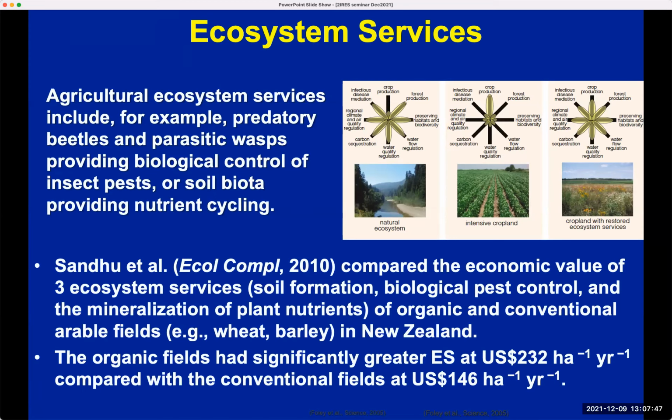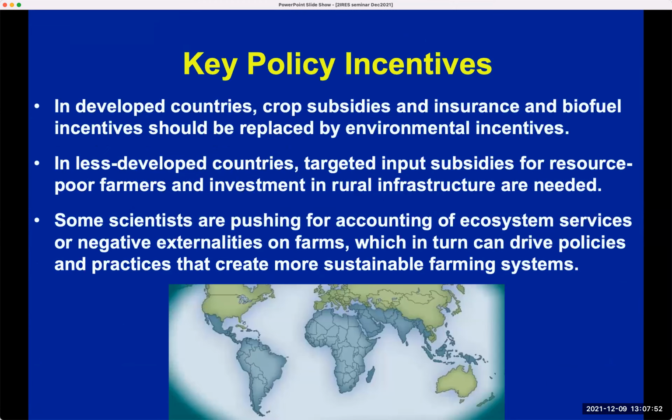And even if it's a subsidy, that would be fine in the sense that you're being rewarded for doing something good, because food and the planet are pretty important. So to summarize, in more developed countries, the crop subsidies and insurance should be replaced by environmental incentives. In less developed countries, we really need targeted input subsidies for resource-poor farmers and investment in rural industry. That's what's needed. And this is really broad, covering all the ground here.